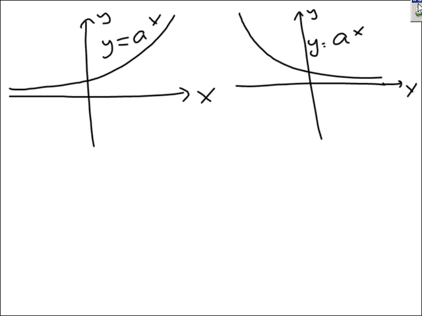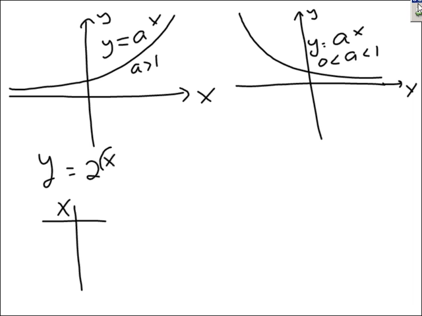You don't need to remember this, but is this graph if a is bigger than 1? And is this graph if a is less than 1 but positive? You don't need to remember that. If you were asked to graph y equal 2 to the x, you do it with 2 points. You let the exponent be 0, and you let the exponent be 1. You find the y values.